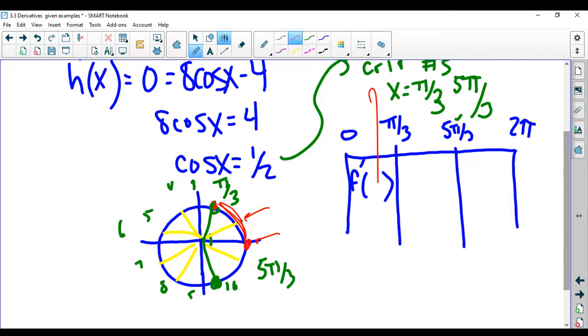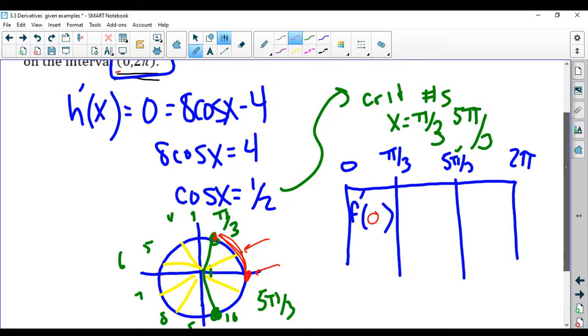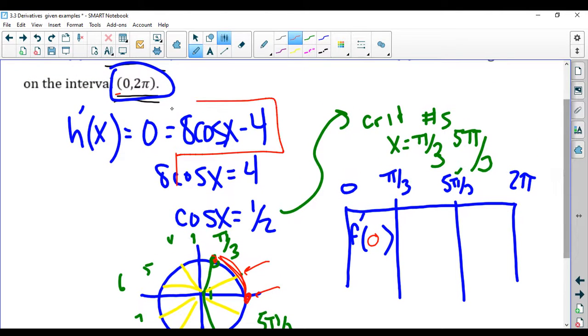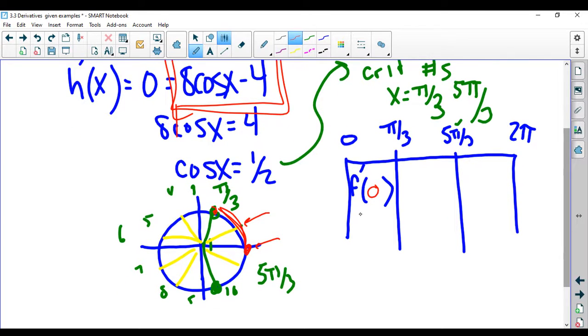So when I plug in 0 to the derivative, remember this is the derivative right here, I'll get 8 times the cosine of 0, and cosine of 0 is 1, so 8 minus 4, which is positive. So we know we're increasing on the interval.